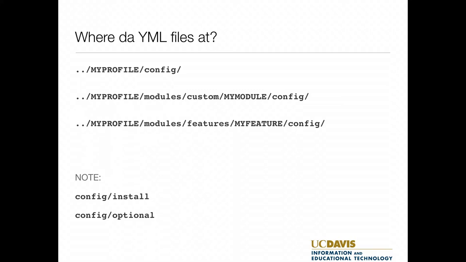So here's where you're going to find all of the YAML files. They're going to be in the my profile or site farm config folder. But if you've built custom modules, they'll be in my profile, modules, custom, my module, config. And if you build custom features, which is basically a pretty module, it's kind of the same thing. And note, there's also config install and config optional.